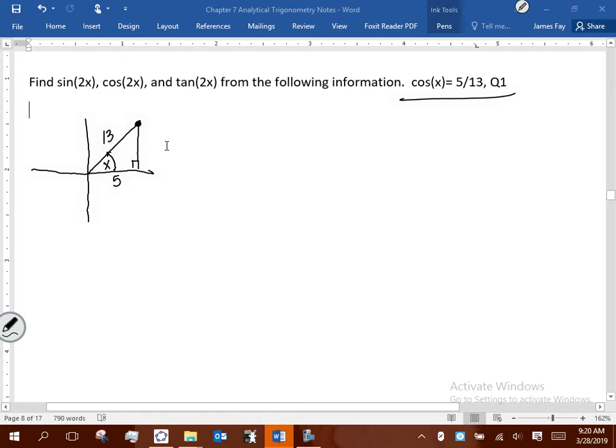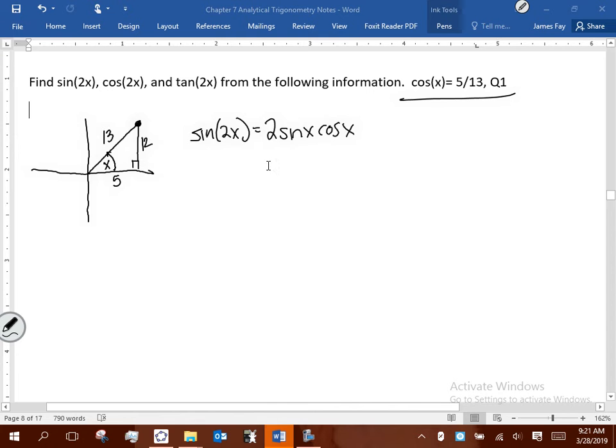Okay, cosine is 5/13 in quadrant 1. So what does that make the sine? The Pythagorean theorem makes that y value 12, right? So the sine would be 12/13, right? Obviously, if it were just a unit circle, it would be 12, but because we're in a circle with a radius of 13, it's 12/13. Now, here's what we're being asked for. Can you use that information to find sine of 2x? Well, sine of 2x is 2 sine x cosine x, right?